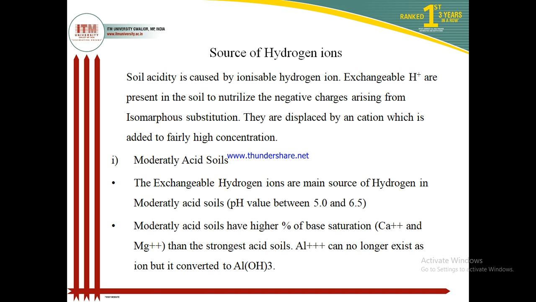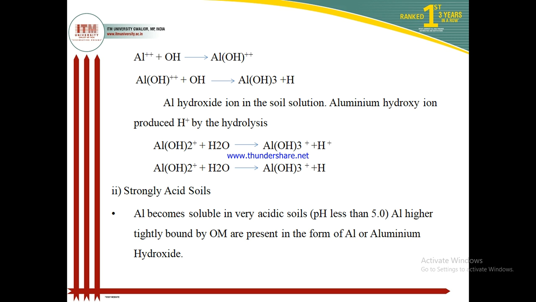Then in the strongest acid soils, aluminum can no longer exist as an ion, but is converted into aluminum hydroxide. You just see the aluminum and OH ion when mixed form the AlOH ion, and AlOH after hydrolysis forms aluminum hydroxide. And hydroxide ions in the soil solution, aluminum hydroxide ions produce H by hydration or by hydrolysis. Now AlOH twice plus H2O, AlOH thrice is formed, and you just see that there is a concentration of H ion.